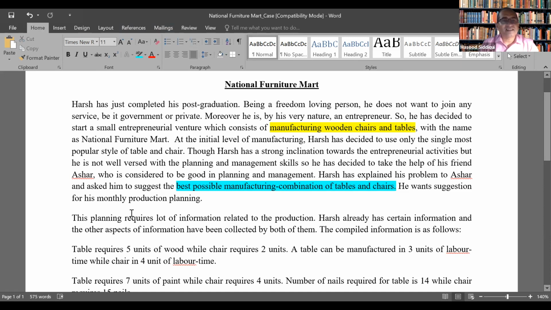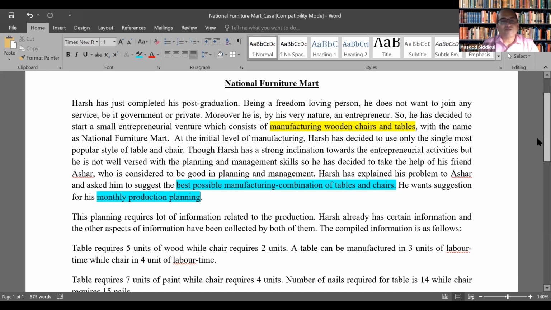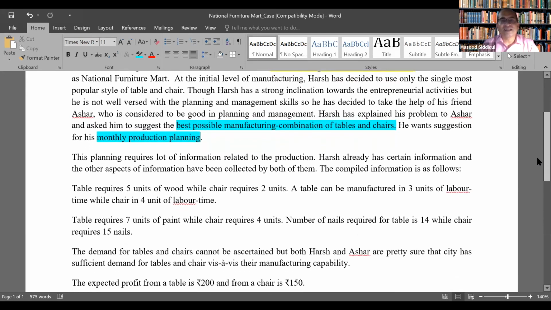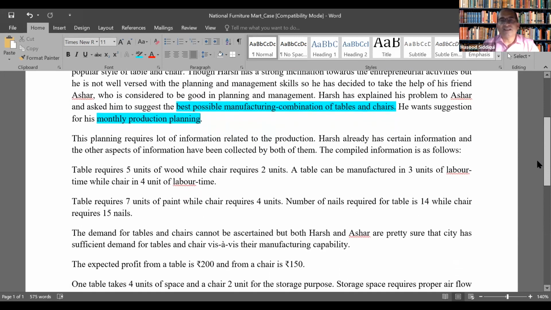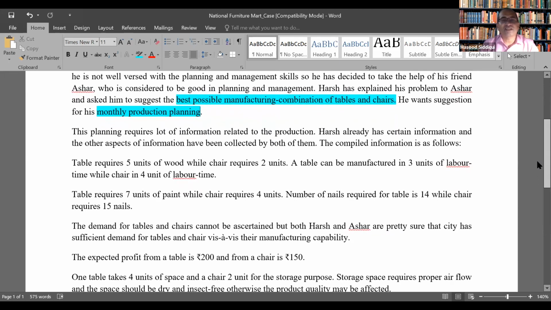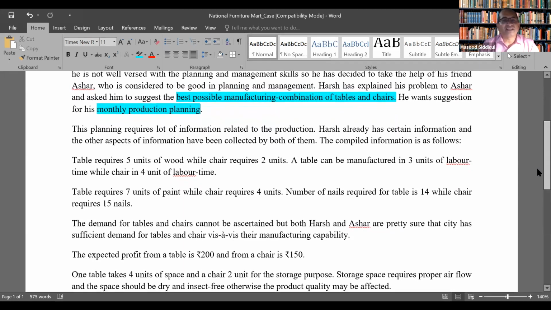He wants his suggestions for his monthly production planning. So the thing that is to be taken care of is planning related to the production of tables and chairs, and this is giving the best possible manufacturing combination. The planning requires a lot of information related to the production. Harsh has already collected certain information, and other aspects of the information have been collected by both of them, Ashar and Harsh. The compiled information is as follows.